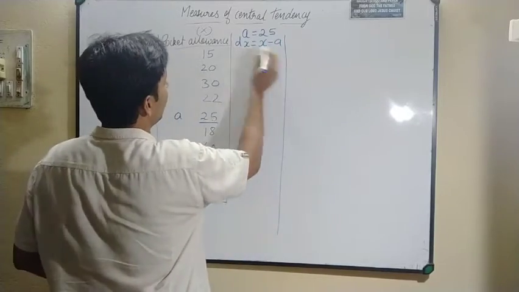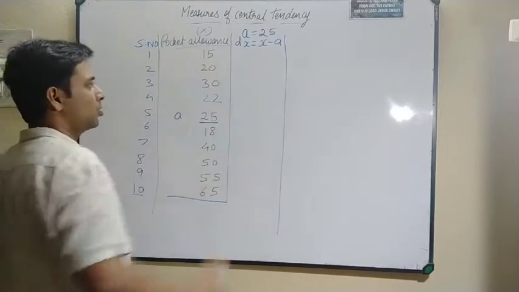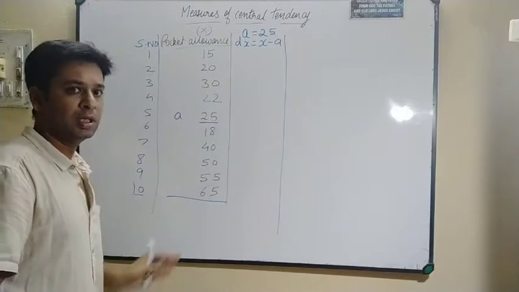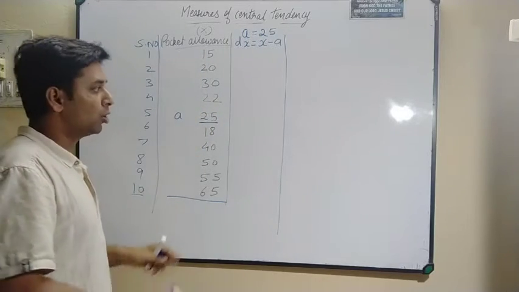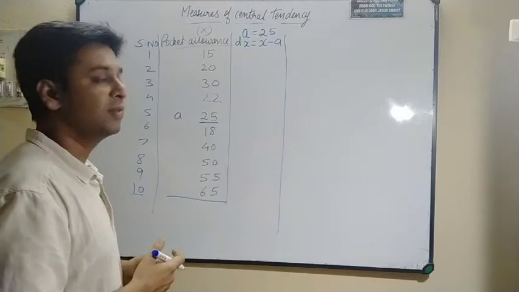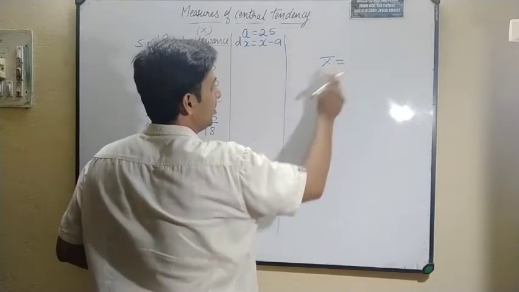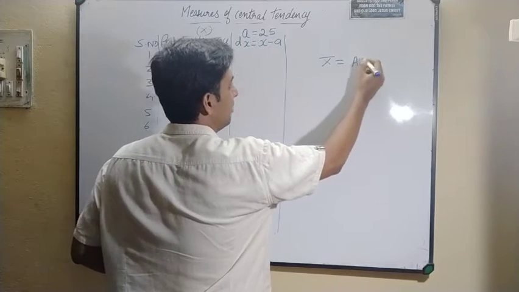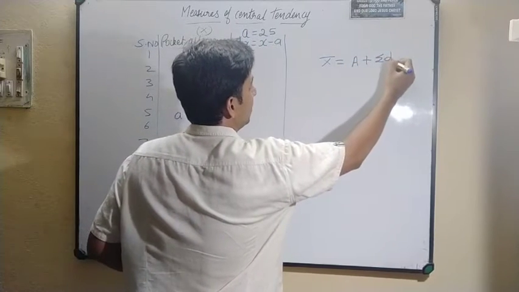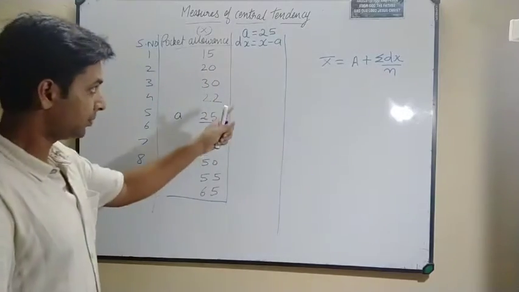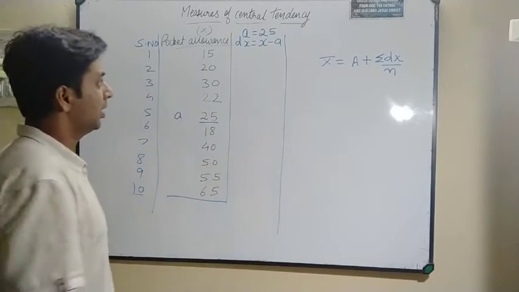What we have to do with the x minus a value is actually check what is the deviation of this assumed mean from the actual values. Then we are going to apply a different formula for this. So the formula will be, mean denoted by x bar is equal to a plus summation of dx upon n. This will be the formula for this particular assumed mean method.